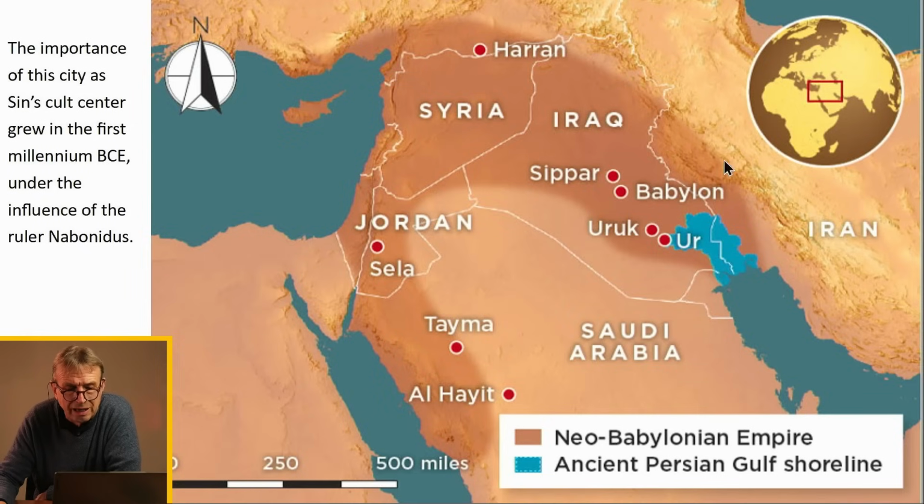We can see his empire here. Harran is right in the north of that, and it spreads right down here, and it also goes into Jordan and right down into Saudi Arabia. And we can find representations of Sin with the horizontal crescent moon right down as far as Al-Hayat here on a rock in Saudi Arabia. So that's a very interesting thing to look into.